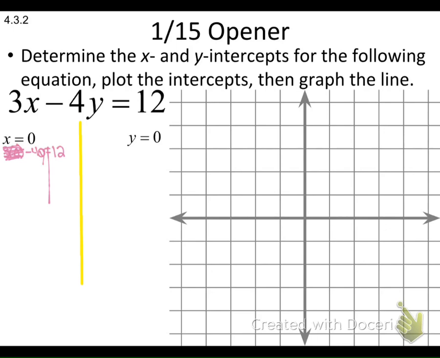Divide both sides by what? 4. What kind of 4 is that? Negative 4. Yeah, take that negative 4 with it. So then I'm going to have y equals, what's 12 divided by negative 4?